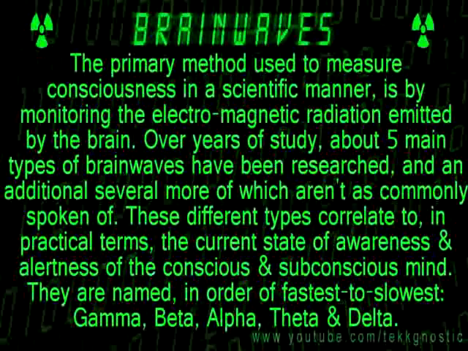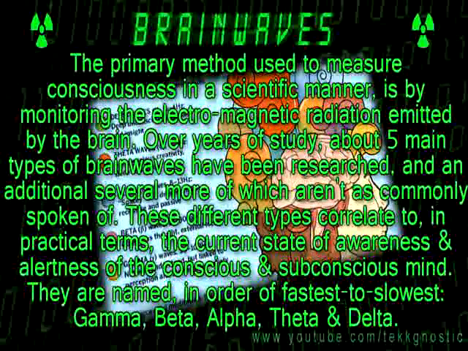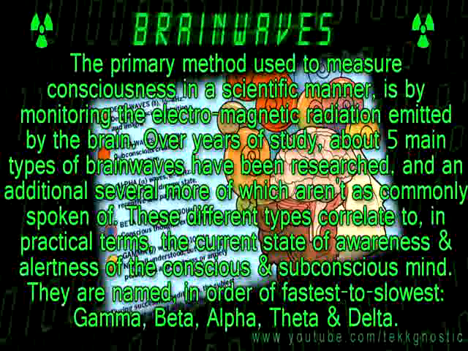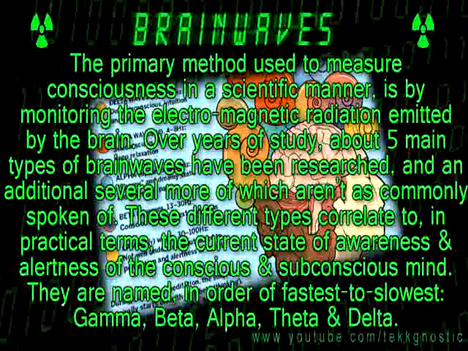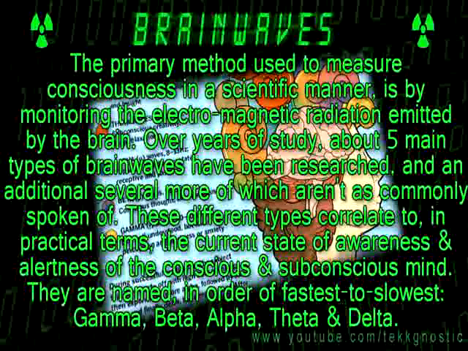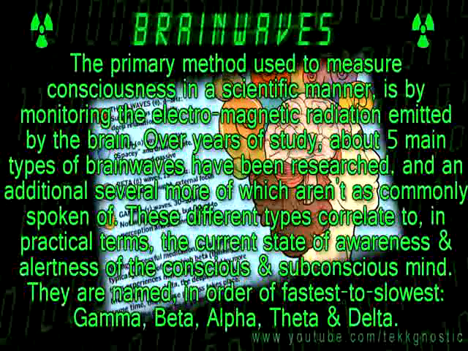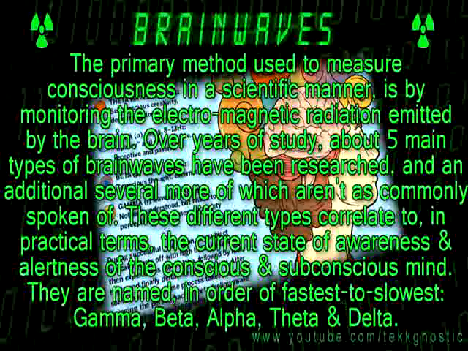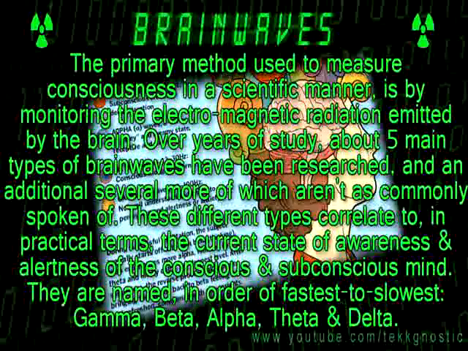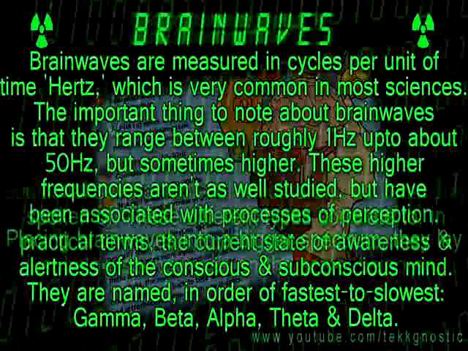The primary method used to measure consciousness in a scientific manner is by monitoring the electromagnetic radiation emitted by the brain. Over years of study, about 5 main types of brain waves have been researched, and an additional several more of which aren't as commonly spoken of. These different types correlate to, in practical terms, the current state of awareness and alertness of the conscious and subconscious mind. They are named, in order of fastest to slowest, gamma, beta, alpha, theta, and delta.